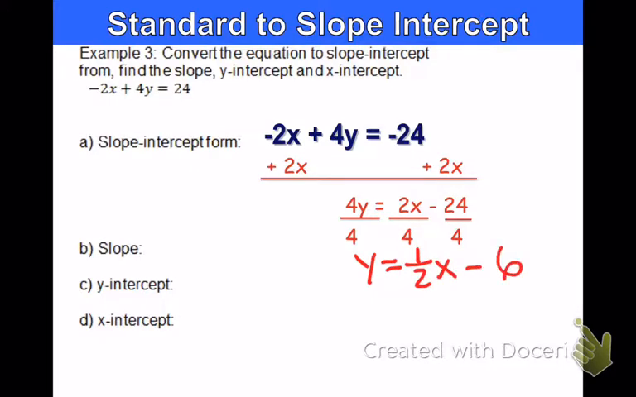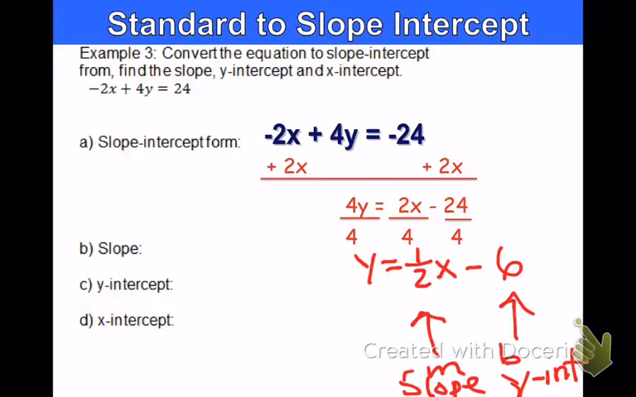So let's go ahead and do the slope. The slope would be right here. That's my slope, and this is my y-intercept. So there they are. I have my information. So my slope is going to be 1/2. My y-intercept is going to be -6. Let's not forget those signs.